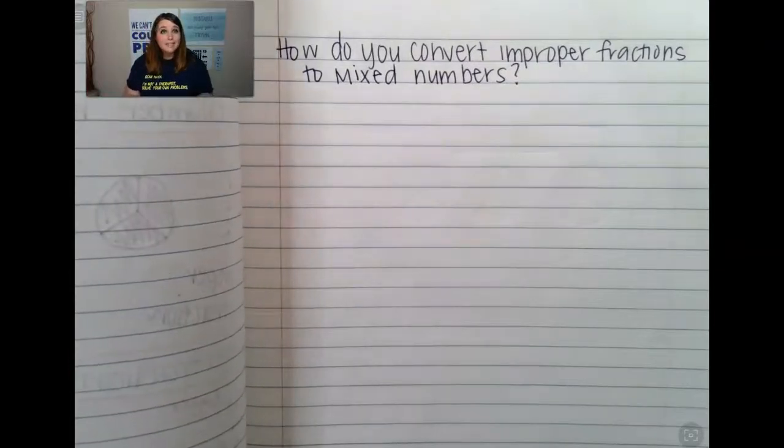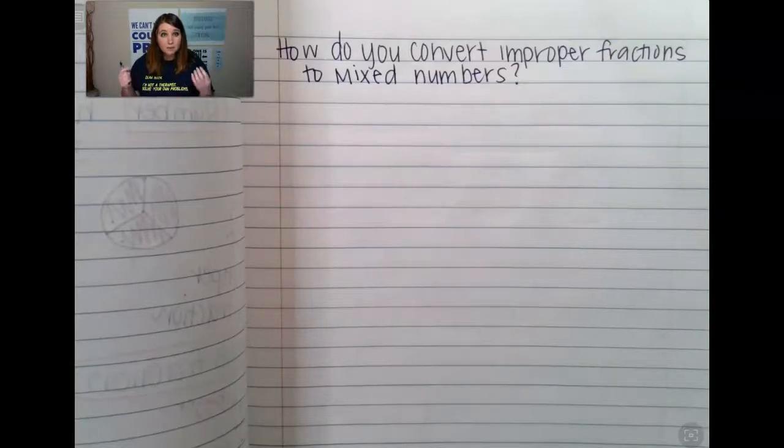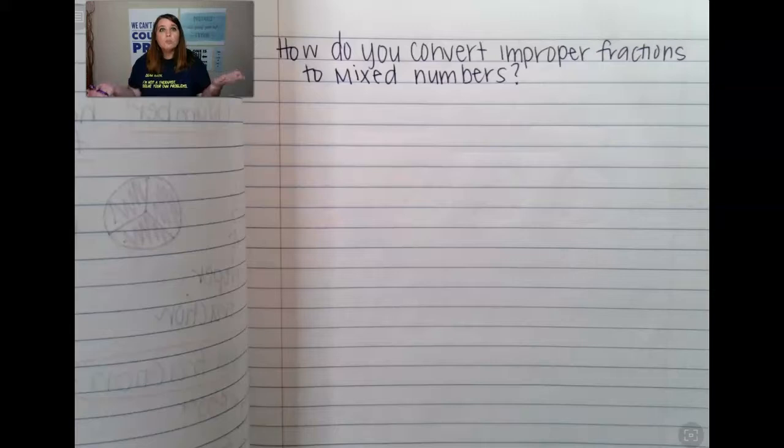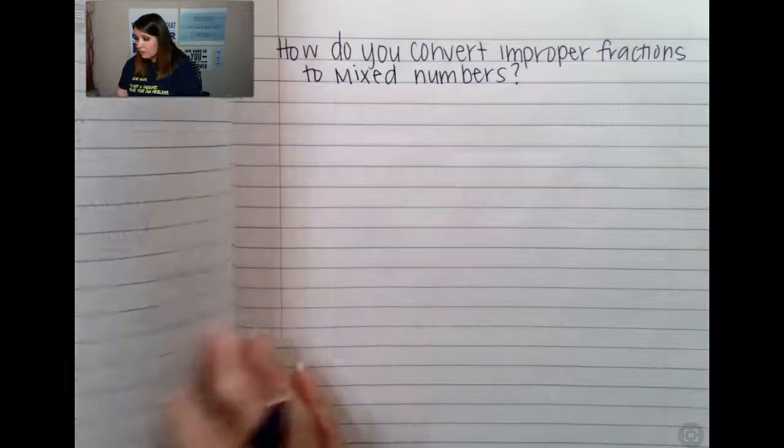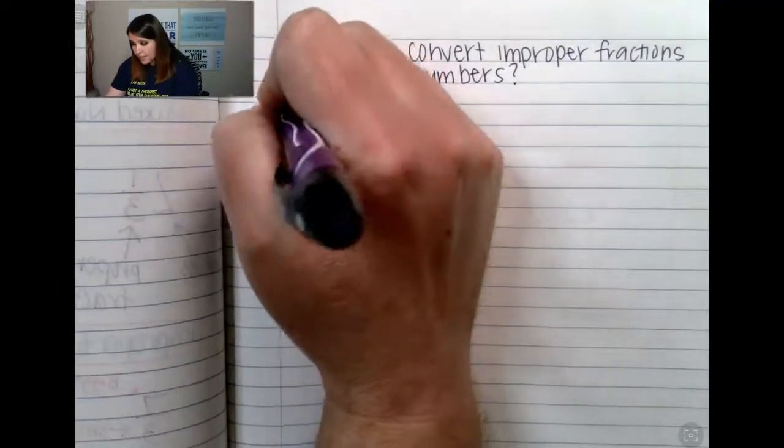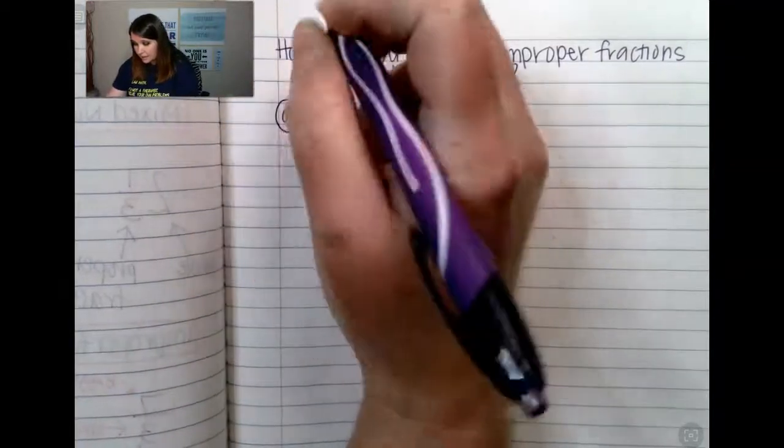So let's say that they give you the improper fraction, the bigger number on top and the smaller number on the bottom, and you have to then turn it into a mixed number. How do you do that? Well, today I'm going to show you how. Okay, so let's start with one that maybe looks like this.